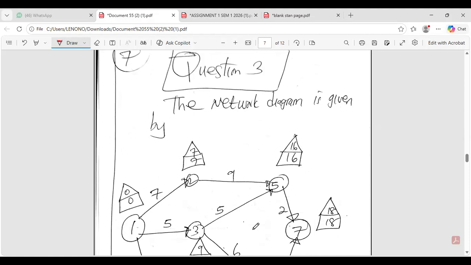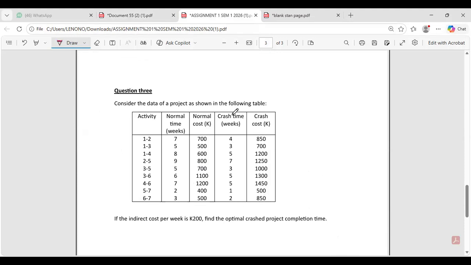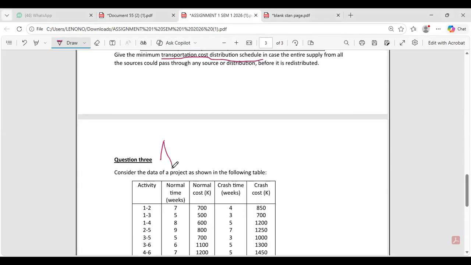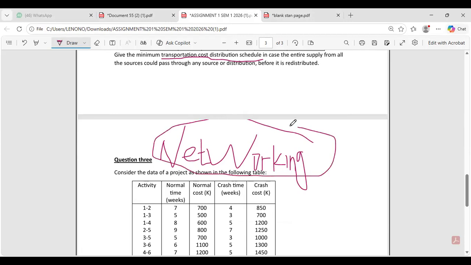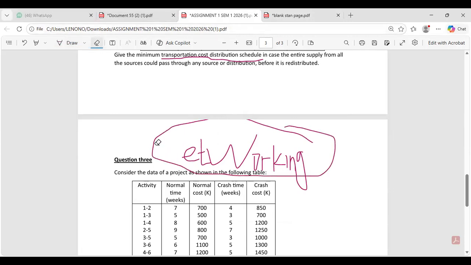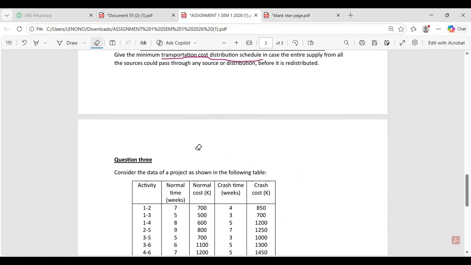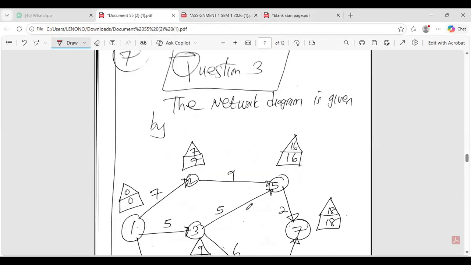All right, so question 3 is on network diagram, and the way it's supposed to be done is we draw the network diagram, and after drawing it, we do the network crashing. We need to understand that with this networking, we have to know how long it takes for us to finish working on this network.